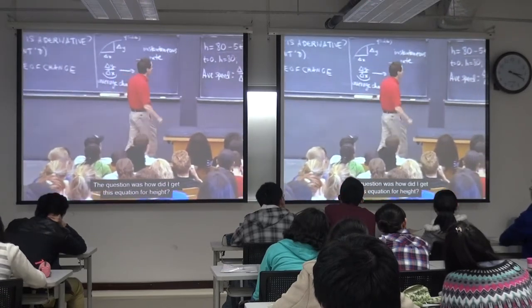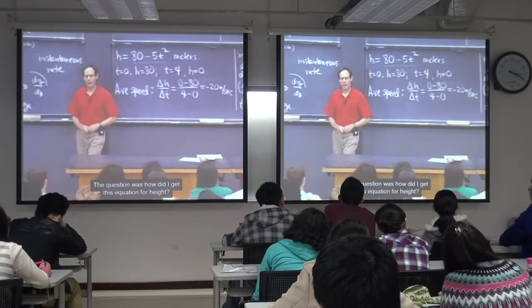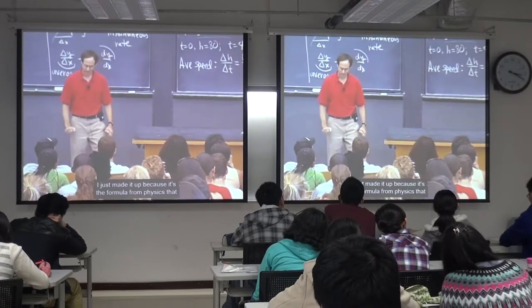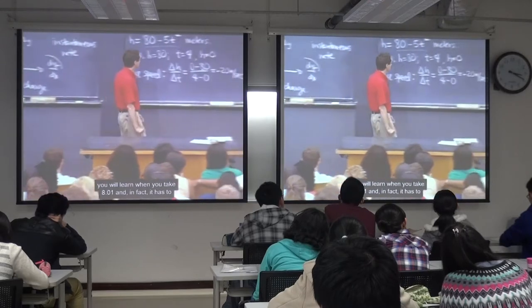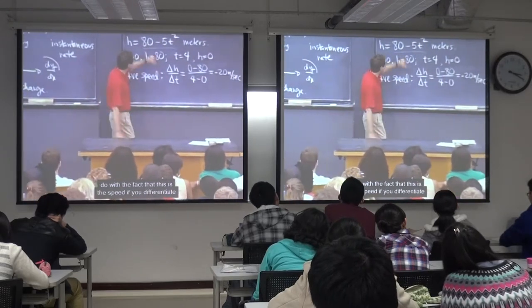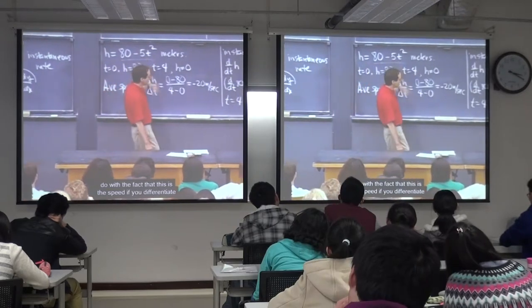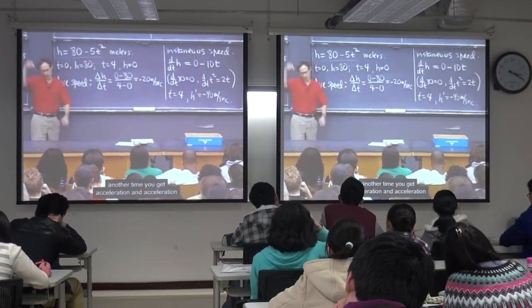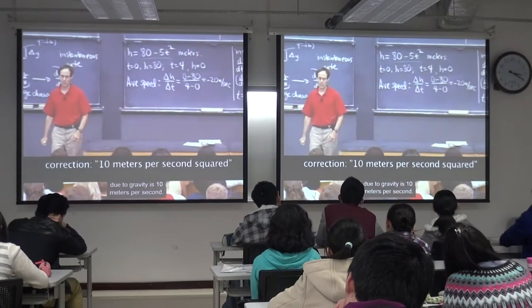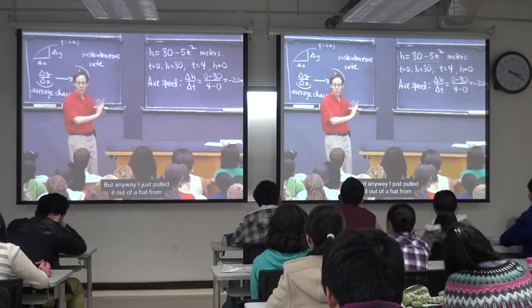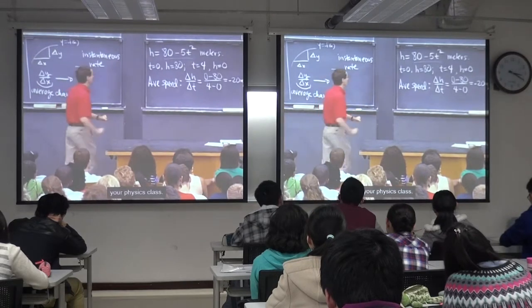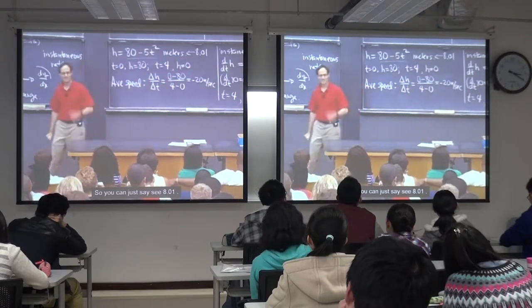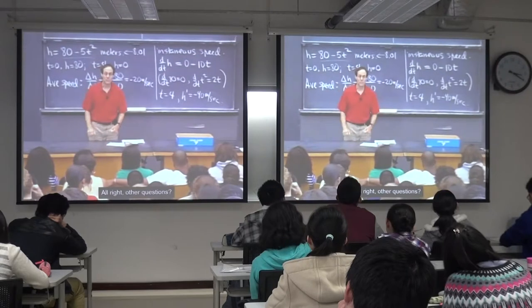Good question. The question was, how did I get this equation for height? I just made it up, because it's the formula from physics that you will learn when you take 8.01, and it has to do with the fact that this is speed, and if you differentiate another time, you get acceleration, and the acceleration due to gravity is 10 meters per second squared, which happens to be the second derivative of this. But anyway, I just pulled it out of a hat from your physics class. So you can just say see 8.01. All right. Other questions?